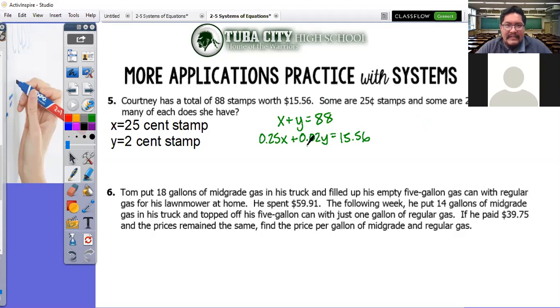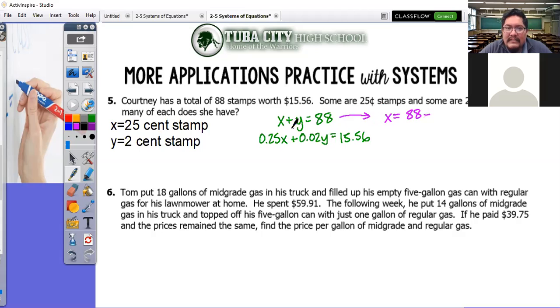Now, I'm going to do something a little bit different today. Remember, the direction says to use whatever method you want. I could probably solve this using elimination, but that might be a little bit hard because I'd have to multiply all my top number by, say, 0.25 to get rid of the x, and then I'd have a whole bunch of decimals to deal with. So I think an easier way, and if it's not easier, it would at least be a different way to show you how to do this, is to solve for one of the variables.